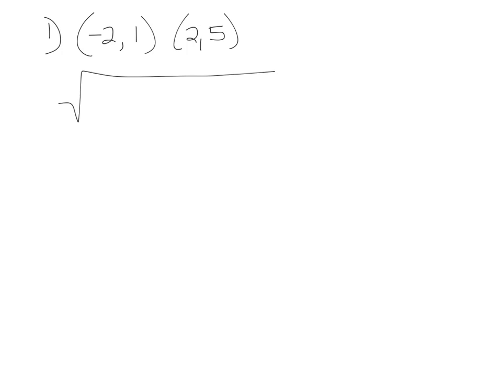Example number 1. Let's say you want to know how far it is from negative 2, 1 to 2, 5. And you don't want to graph it, and you don't want to get a ruler out to measure it. You use the distance formula. So the distance formula is the square root of x2 minus x1 quantity squared plus y sub 2 minus y sub 1 quantity squared equals d.